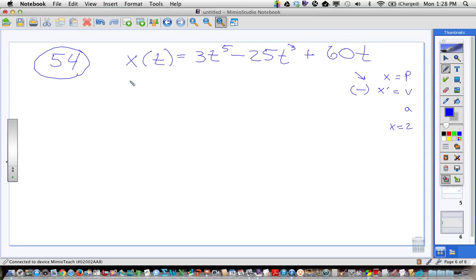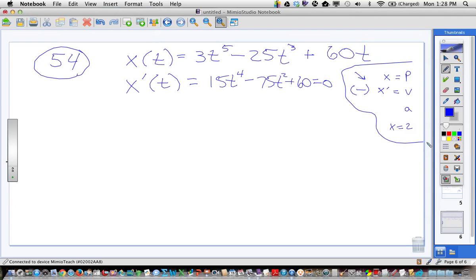So what we need to know is when x prime is 0. To find out when x prime is negative, you want to find out when it's 0. That way you can check in between and see when it's negative and positive. So we do the derivative. Here's good practice on our power rule. So what do we got? 15t to the 4th minus 75t squared plus 60. And we want to set that equal to 0.